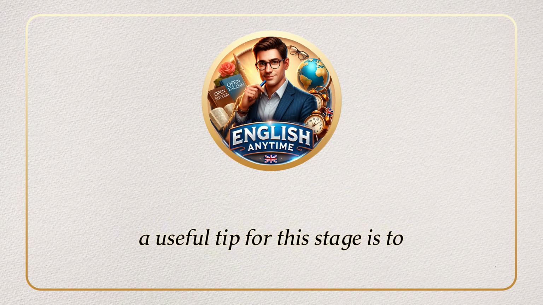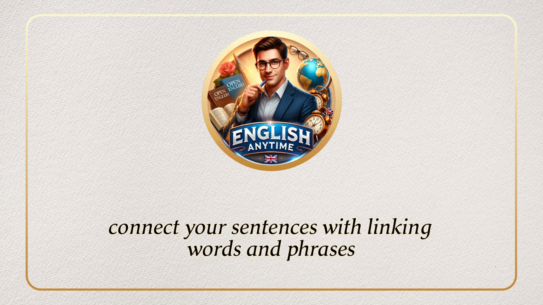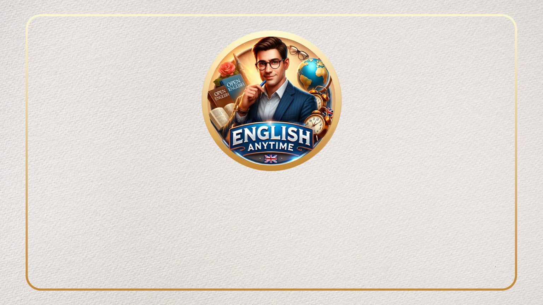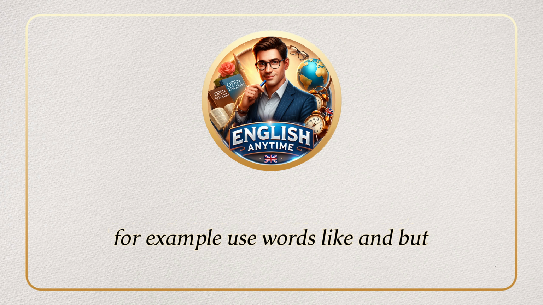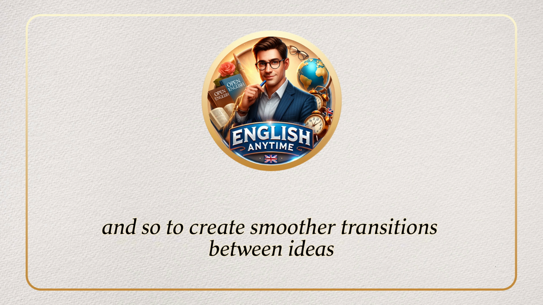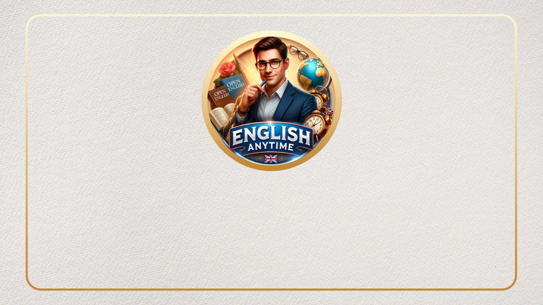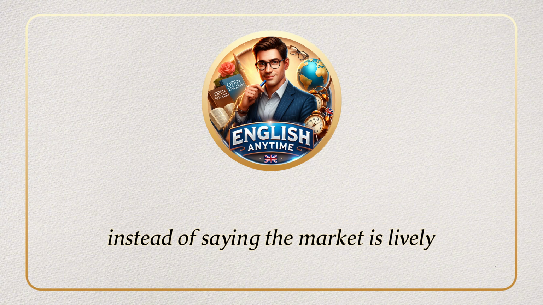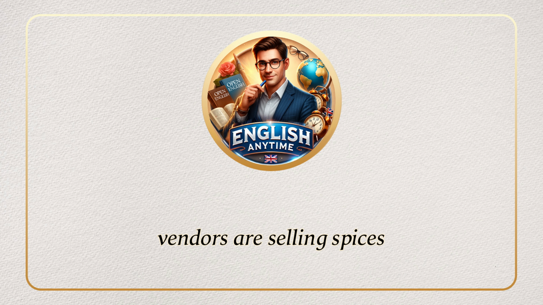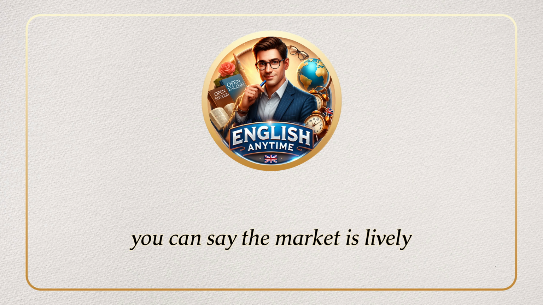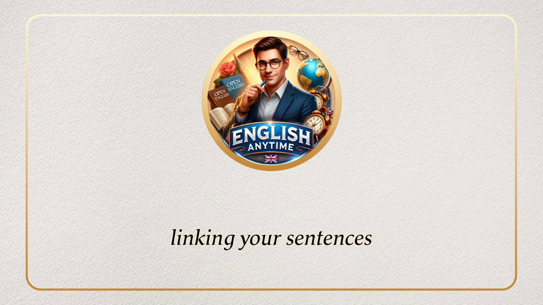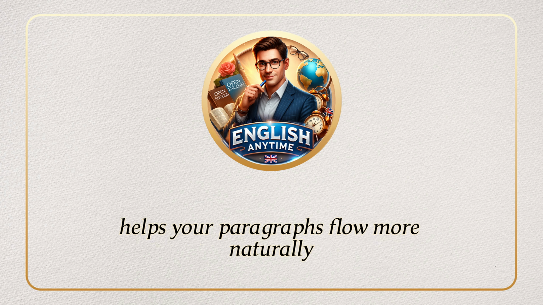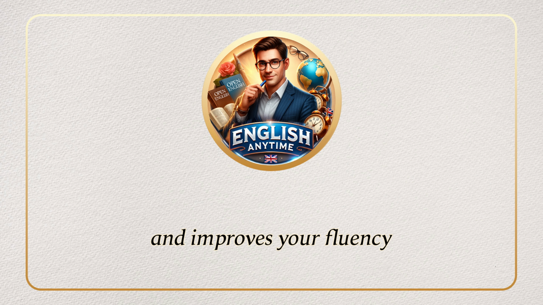A useful tip for this stage is to connect your sentences with linking words and phrases. For example, use words like "and," "but," "because," and "so" to create smoother transitions between ideas. Instead of saying, "The market is lively, vendors are selling spices," you can say, "The market is lively and vendors are selling spices." Linking your sentences helps your paragraphs flow more naturally and improves your fluency.